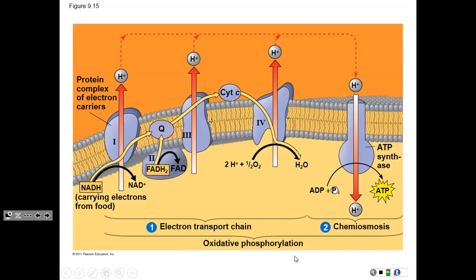So we got 2 kinds of phosphorylation. You got the substrate level phosphorylation where you're making the ATP directly, and you got the oxidative phosphorylation, which is oxygen dependent, which is electron transport chain dependent, which is making the bulk of the ATPs during aerobic respiration.